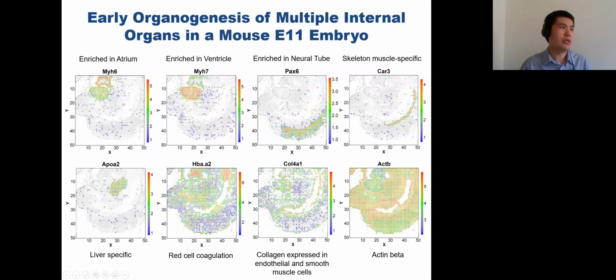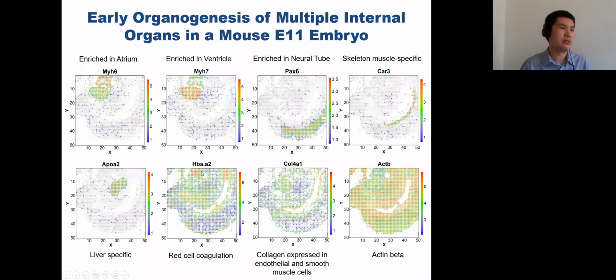If you look into some special marker genes of each region, you can see the MYL6 gene, which is preferentially expressed in the atrium instead of the ventricle. And MYL7 is different. It is more expressed in the ventricle instead of the atrium. Then you have the neural tube specific gene PAX6, and a skeletal muscle specific gene CAR3, showing very distinct features here. You also have ApoA2, which is a very liver specific gene expressed at the liver area.